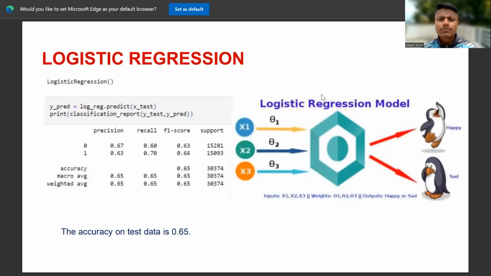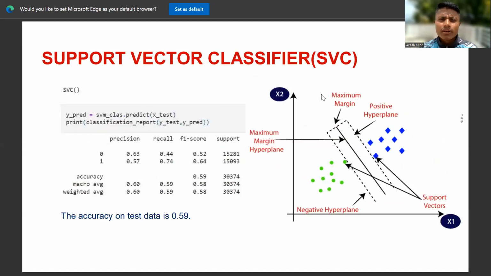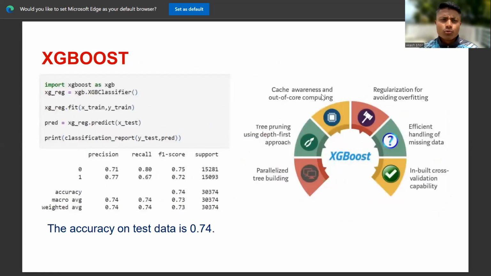Logistic regression. The accuracy on test data is 0.65. The random forest accuracy on the test data is 0.79. Support vector classifier, SVC. The accuracy on test data is 0.59. XGBoost. The accuracy on the test data is 0.74.